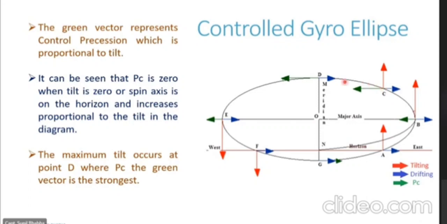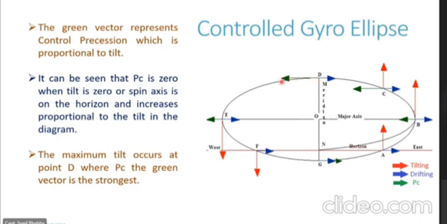We move further along the ellipse and we reach point Delta. If you observe carefully, point Delta is the highest tilt point in the elliptical path. So maximum tilt is present here at point Delta, and you can see that the control precession is also the strongest, having the maximum magnitude anywhere in the ellipse. The maximum magnitude of control precession is also at this point, due to the fact that control precession is directly proportional to tilt. Direction is westerly as we have an upward tilt.